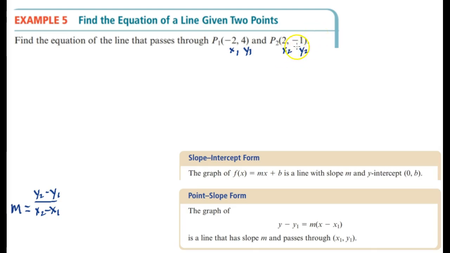Okay, so we can substitute into the slope formula, and we have y2 minus y1 over x2 minus x1. So that's negative 2, equal to negative 5 divided by 4, negative 5/4. And that cannot be simplified, so we're going to leave that as negative 5/4. So we have the slope. Negative 5/4 is our slope.